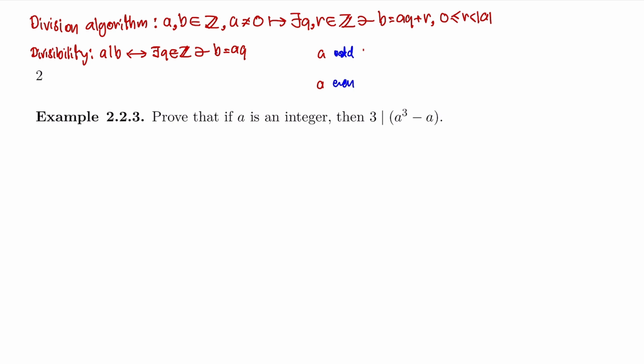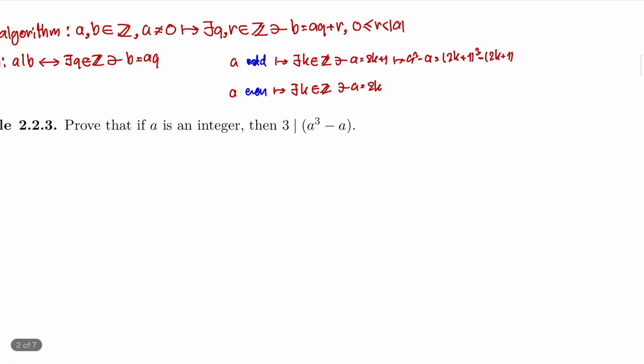Here's what happens. There exists k, which is an integer, such that a equals 2k plus 1, and there exists k, which is an integer, such that a equals 2k. Now what happens to a cubed minus a? It turns out to be (2k plus 1) cubed minus (2k plus 1). Now we try to show that this must contain 3 as a factor.